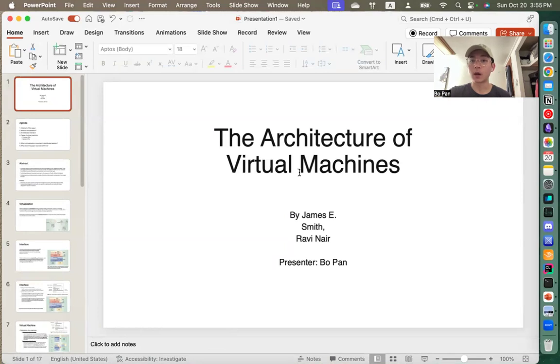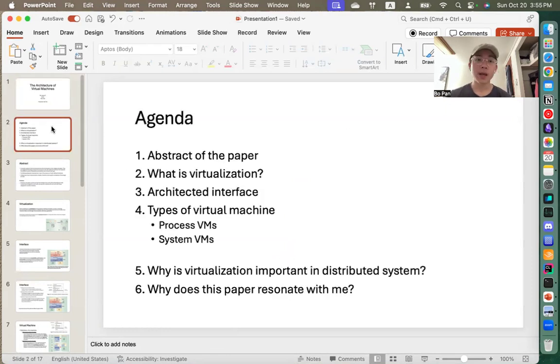Today I'll be talking about the architecture of virtual machines by James E. Smith and Ravi Nair. So here's the agenda today. We'll be talking about the abstract of the paper, what is virtualization, the architecture interface, the types of virtual machines, why is virtualization important in distributed systems, and why does the paper resonate with me.